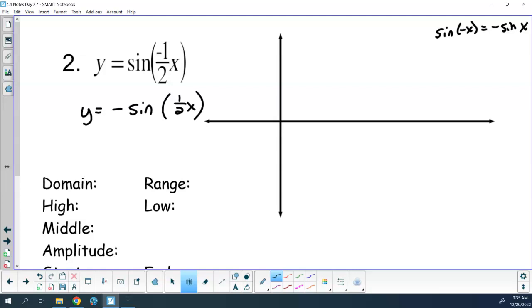Is it still going to start in the middle and go up? Middle, down, middle? Or are we going to go down, middle, up, down? Or up, down, middle, up, middle? Down, middle, up, middle? Okay? So we can draw that in right away. So it's going to look like that.